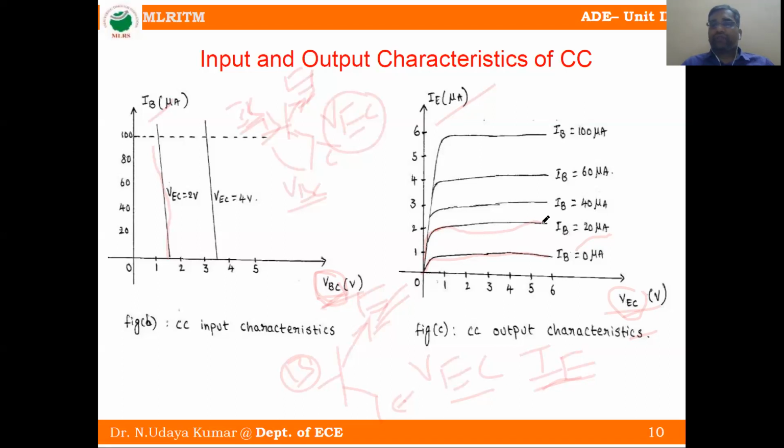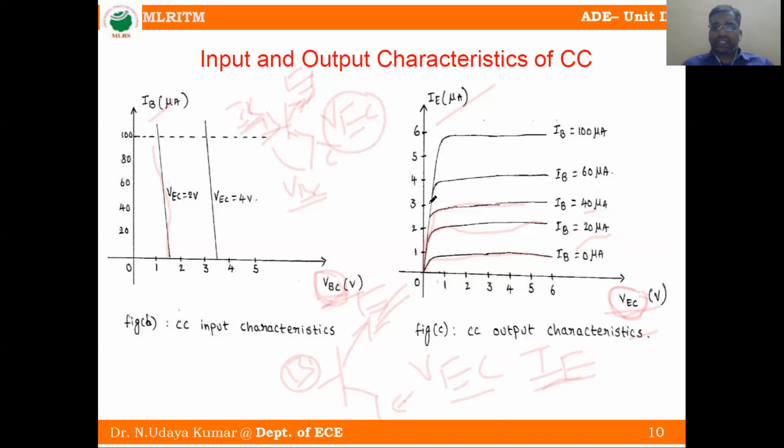Third step, how to fix the IB value at 40 microamperes? By varying the VBC voltage at the input side, we fix IB equal to 40 microamperes. Then on the output side, by varying the VEC voltage, the IE current varies. It changes linearly, then it is constant. Likewise, for different constant IB values, we can vary VEC by measuring IE.